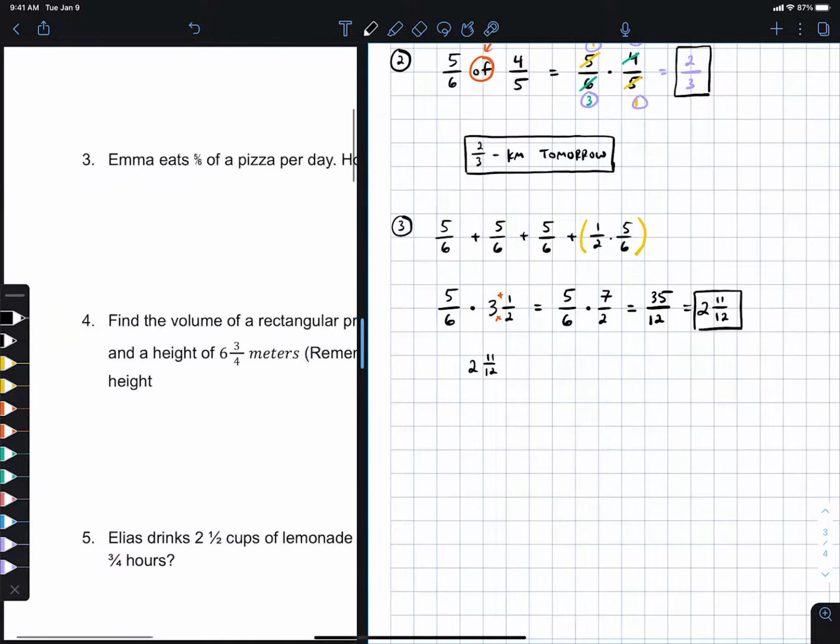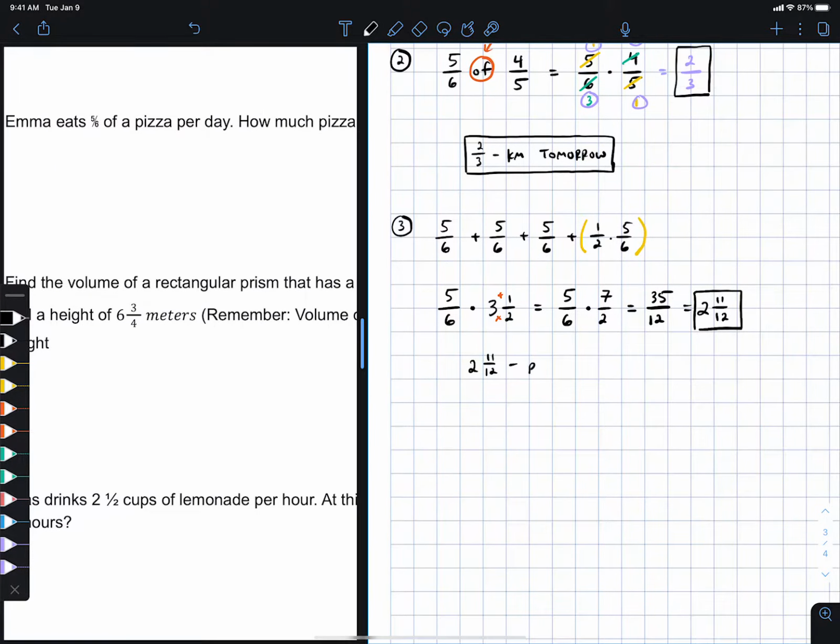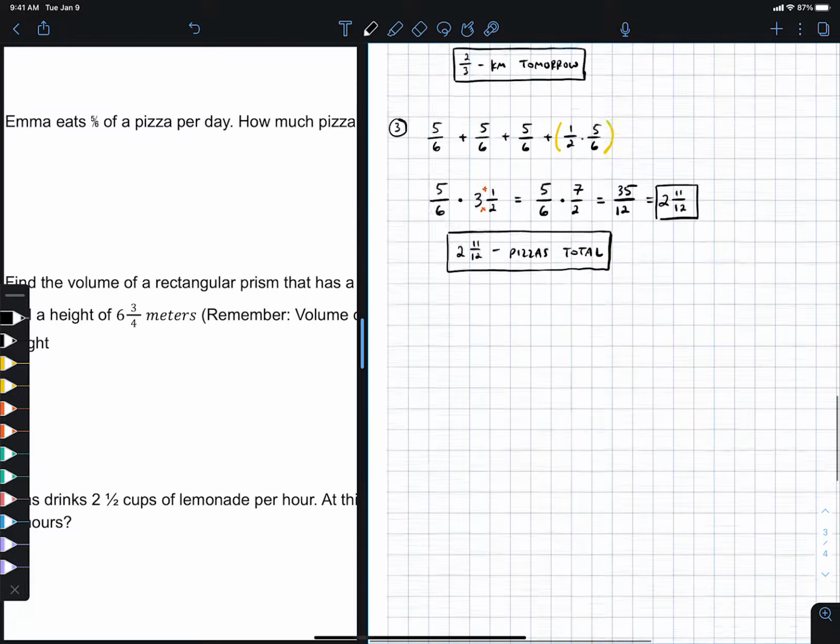What are we talking about here? Pizzas total. So that's how many pizzas she'll eat during that time if she's eating 5/6 of a pizza each day. All right, so that's number 3.